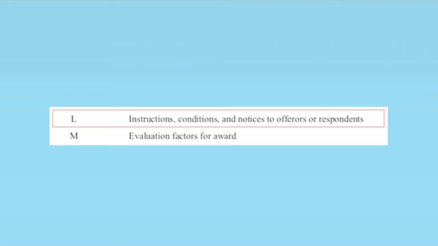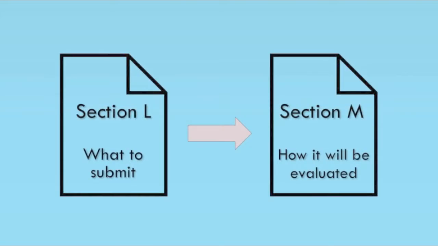Section L is titled Instructions, Conditions, and Notices to Offerors or Respondents, and Section M is titled Evaluation Factors for Award. In other words, Section L tells offerors exactly what they need to submit to the government, and Section M is the government's grading rubric. It outlines how the offeror's proposal will be evaluated and what's most important to the government. These two documents form the backbone of any competitive solicitation and must be carefully reviewed by both the government and industry. So where can you find Section L and M documents posted?